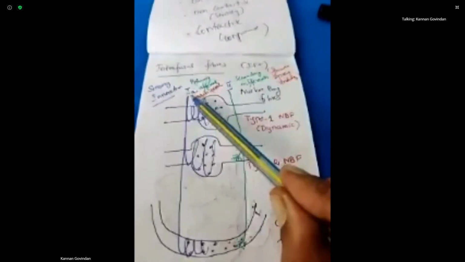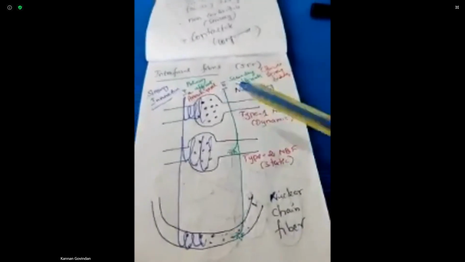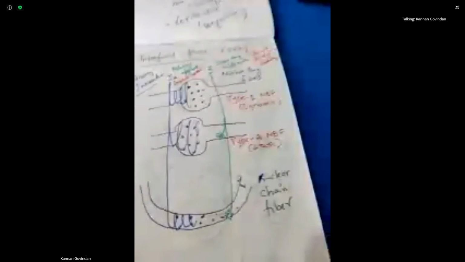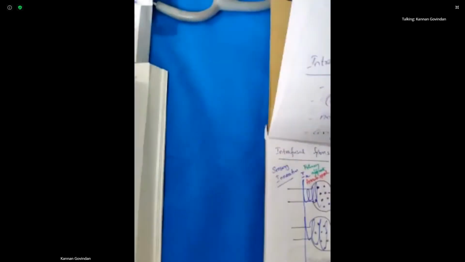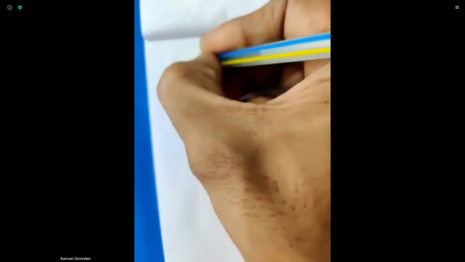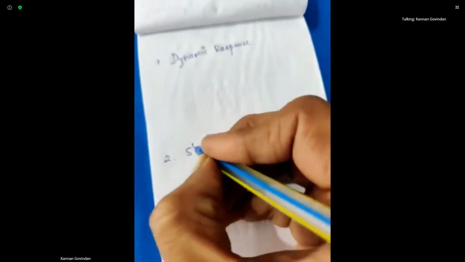This 1A afferent innervates all three: type 1 bag fiber, type 2 bag fiber and chain fiber. The type 2 fibers innervate only the type 2 bag fiber and nuclear chain fibers. This type of innervation is very essential because using this arrangement, the muscle can send two types of sensations. First one is dynamic response. Second one is static response.